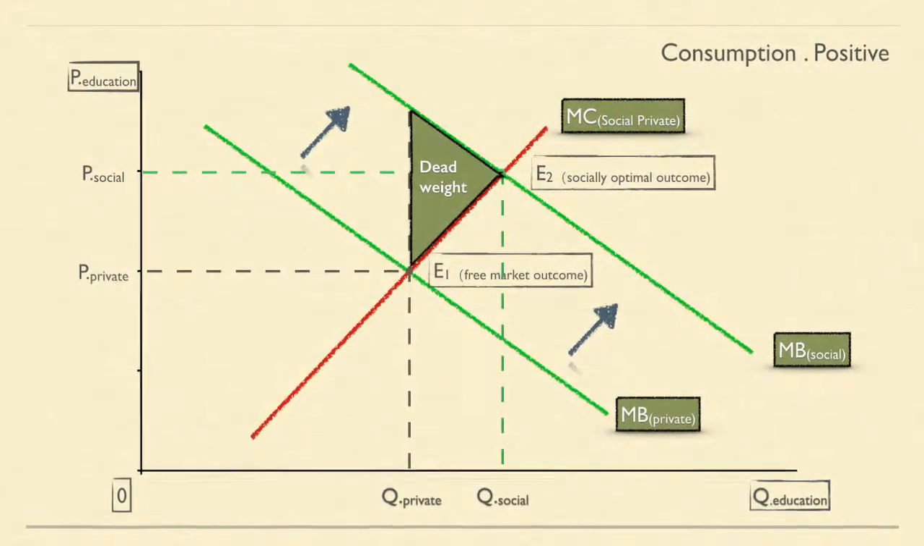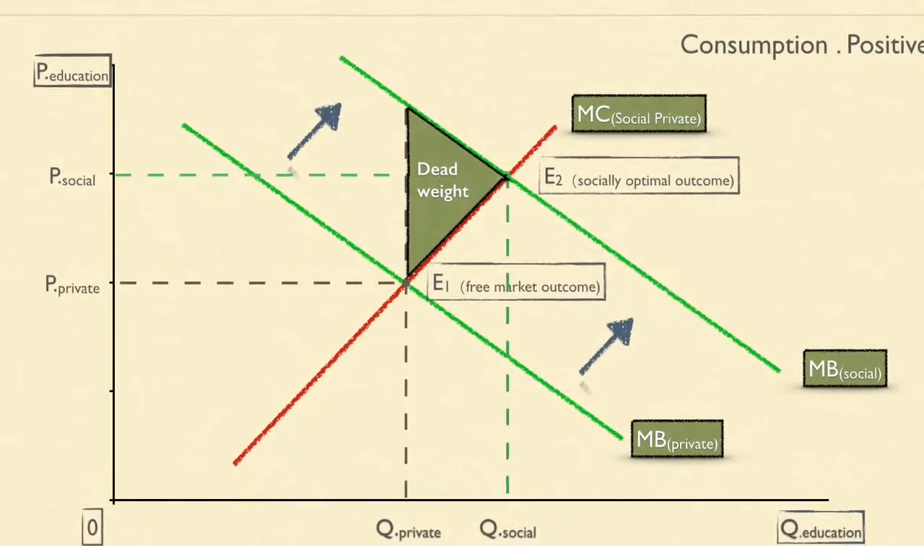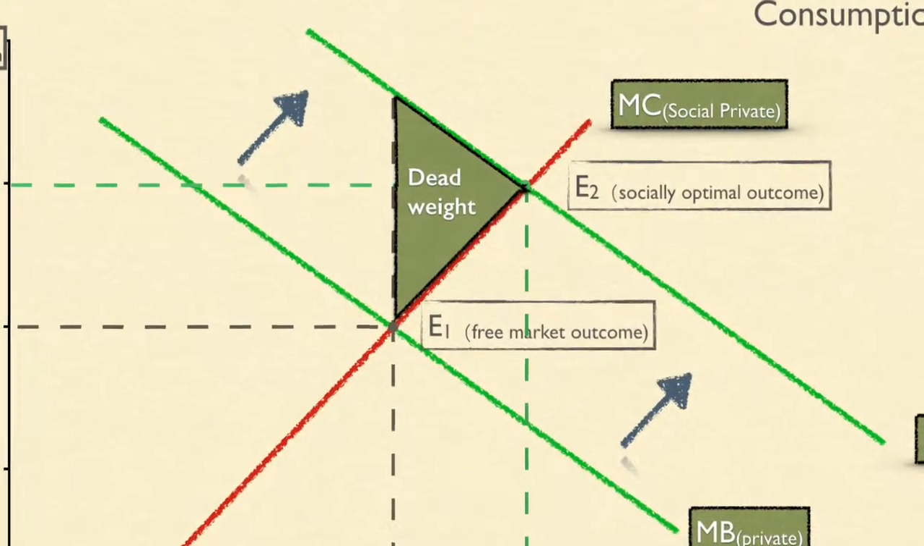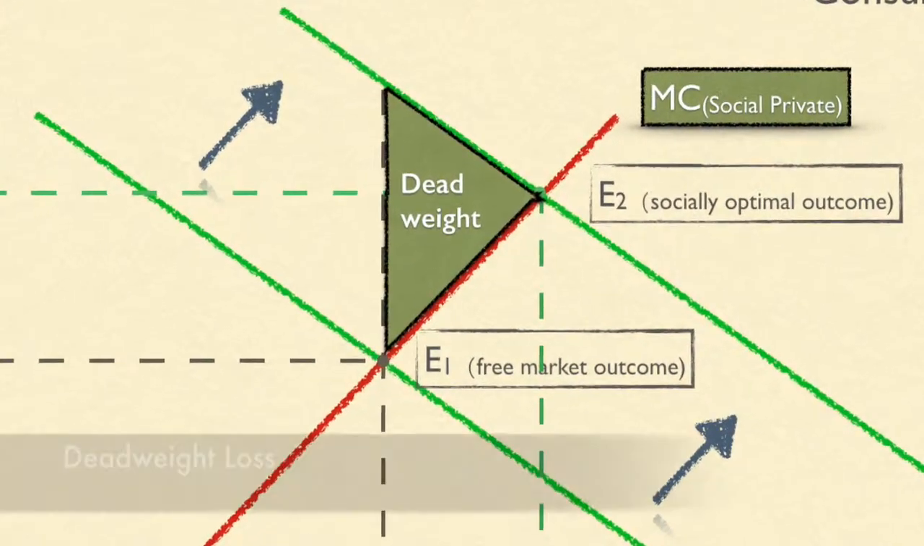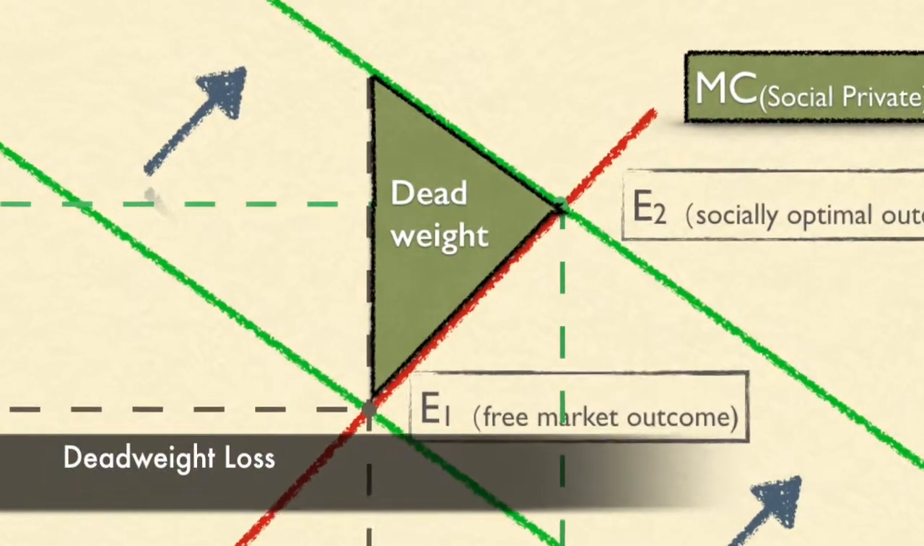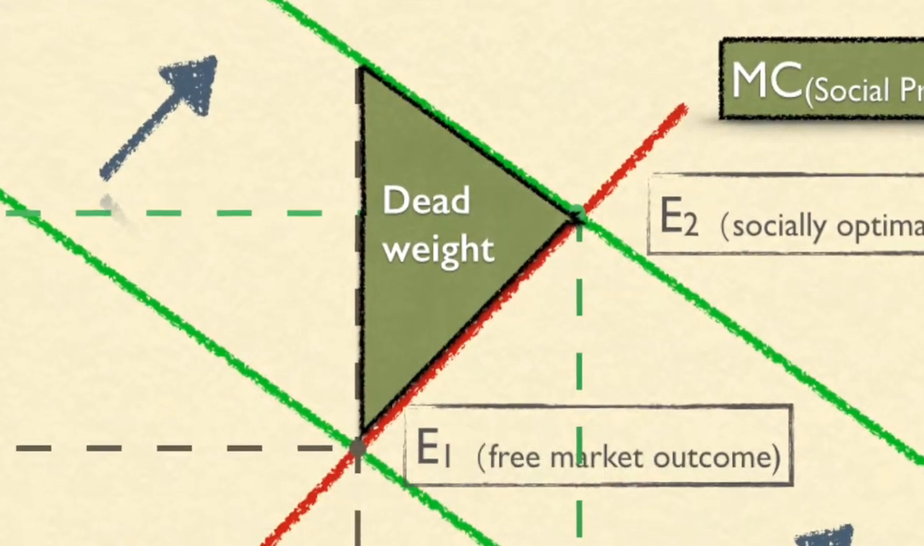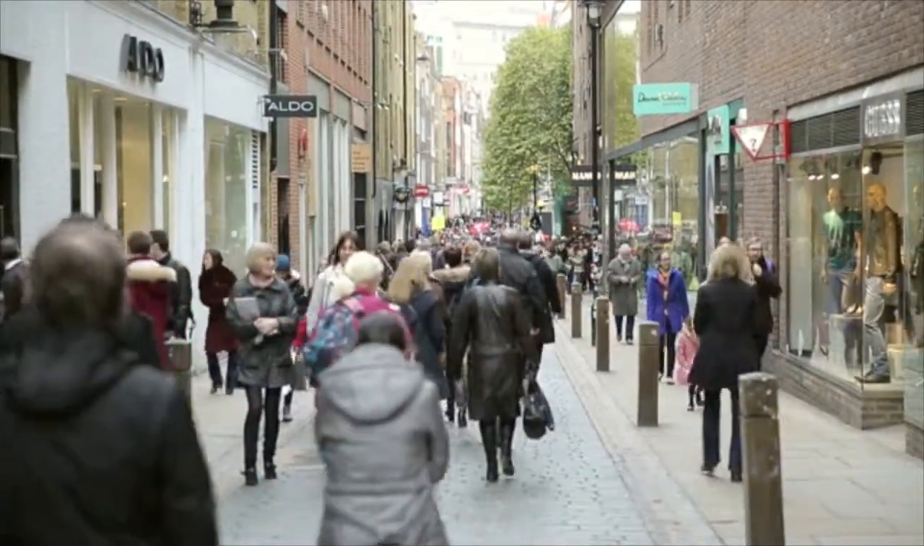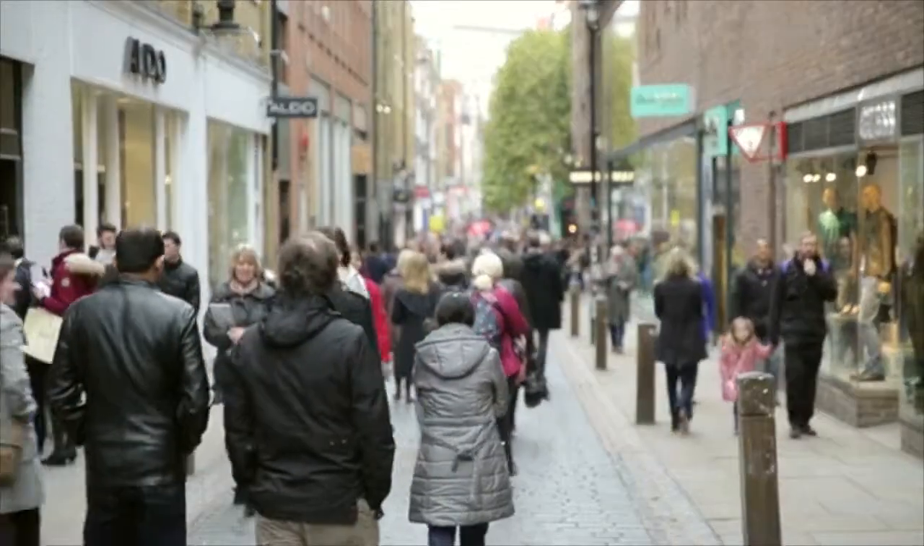While the space between the marginal private benefit and the marginal social benefit represents the increased value to society, if this is not realized for any reason, then this area represents a deadweight loss where the market has failed to act efficiently.